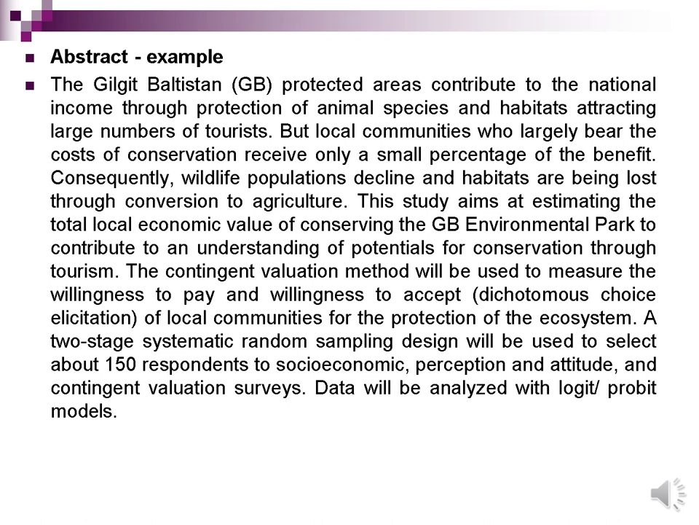For example, this is a synopsis: the Gilgit-Baltistan protected areas contribute to the national income through protection of animal species and habitat, attracting a large number of tourists. But local communities largely bear the cost of conservation and receive only a small percentage of the benefit. Consequently, wildlife population declines. Now, you see, in the first two sentences, a problem has been identified. And the problem is that the people receive very little premium out of the wildlife conservation.